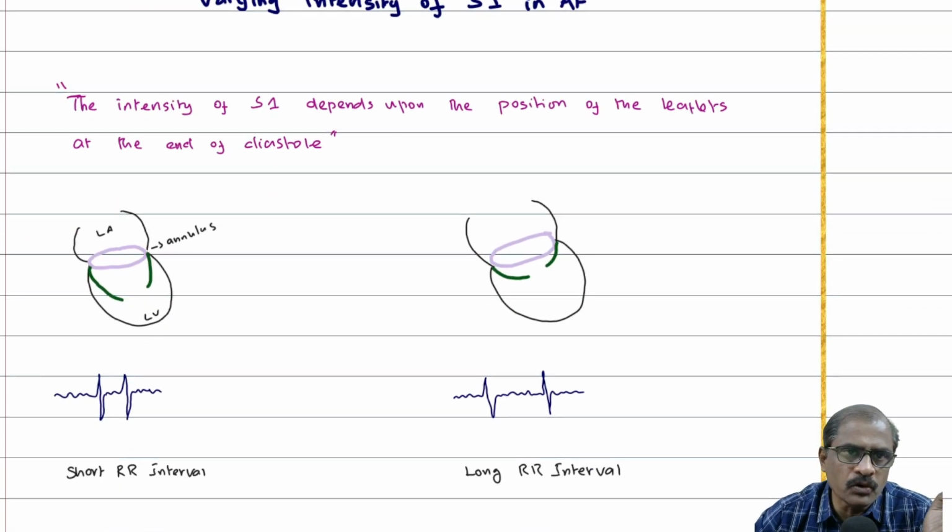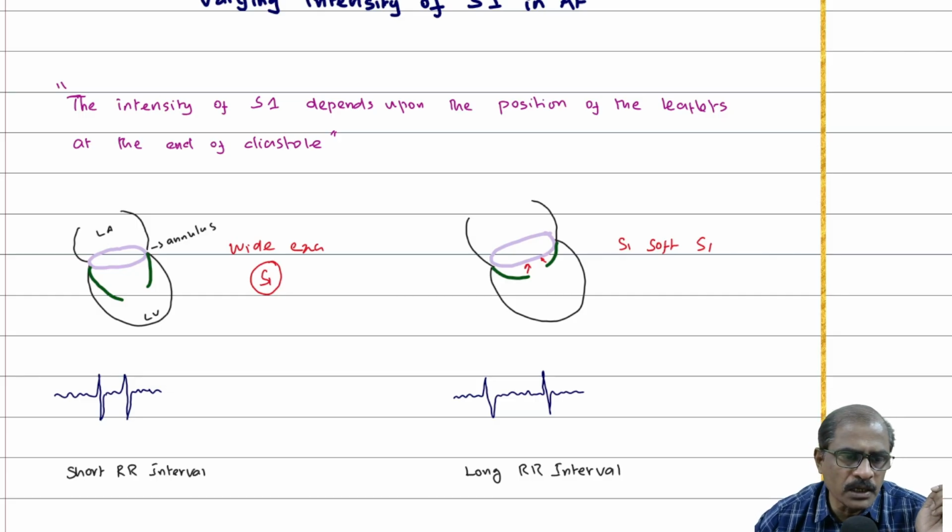Now we move on to varying intensity of S1 in atrial fibrillation. The intensity of S1 depends upon the position of leaflets at the end of diastole. So in this picture, you can see the mitral leaflets are deep into the LV cavity. That leads to wide excursion of the leaflet and produces loud S1. In this picture, you can see the mitral leaflets are close to the mitral valve, which produces soft S1.